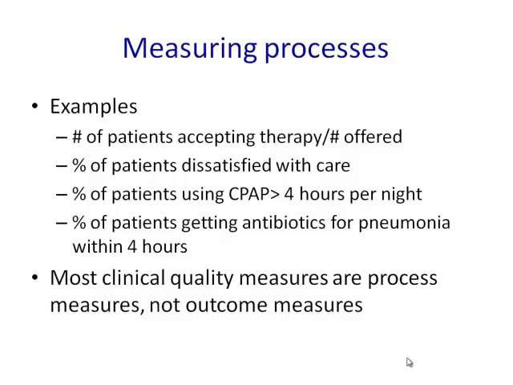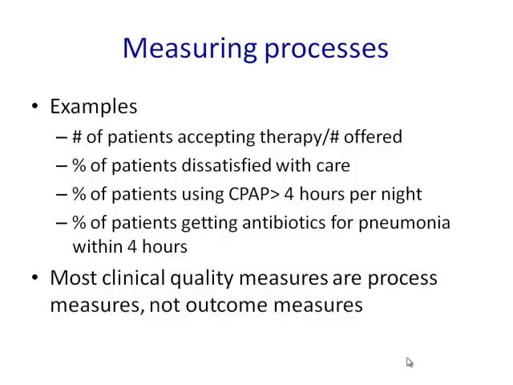Now, the last thing I have on this slide is most clinical quality measures are process measures, and they're not outcome measures. There are very few fields that have robust outcome measures. Most things are process measures. So you're in the hospital with a myocardial infarction, getting a beta blocker as part of that care is a process measure. Getting aspirin during an acute MI is a process measure. It may lead to good outcomes if you get these medications, but it's not the outcome itself.